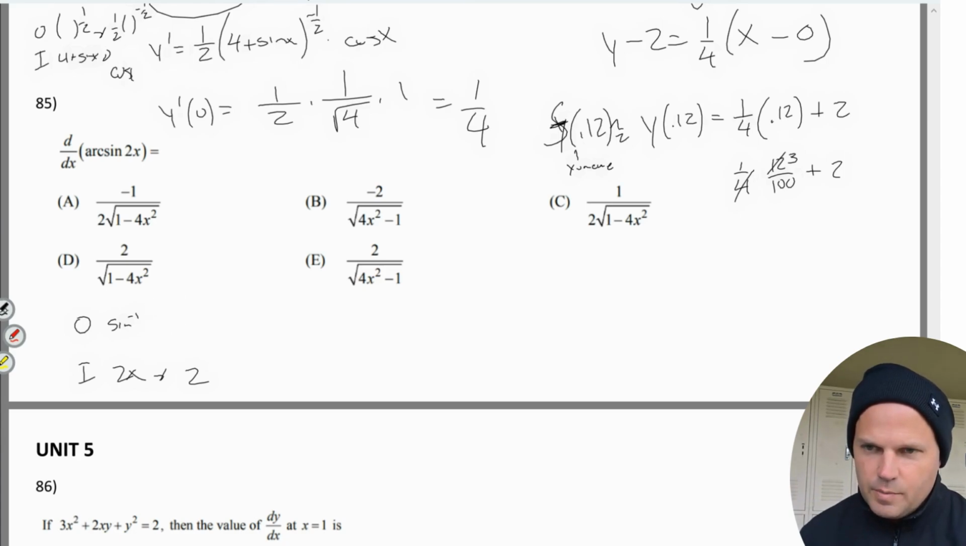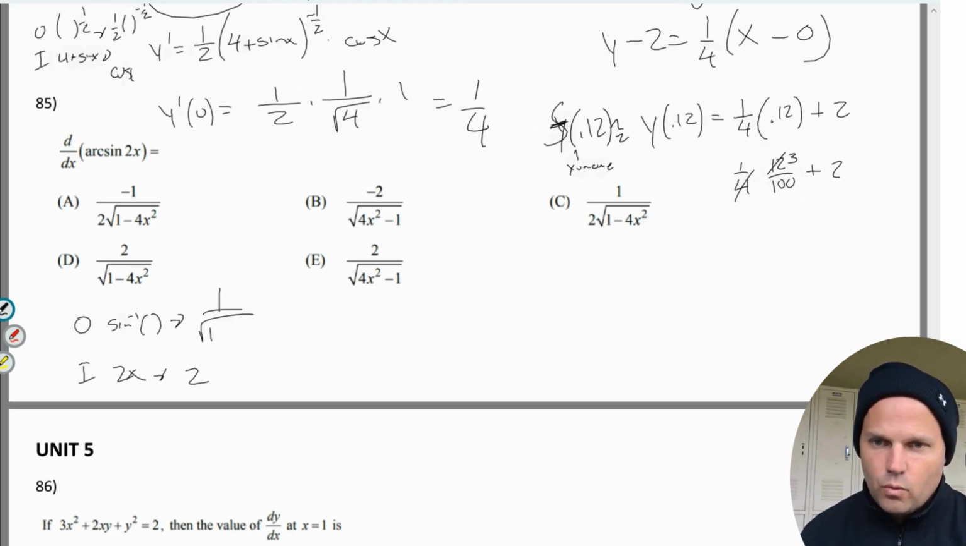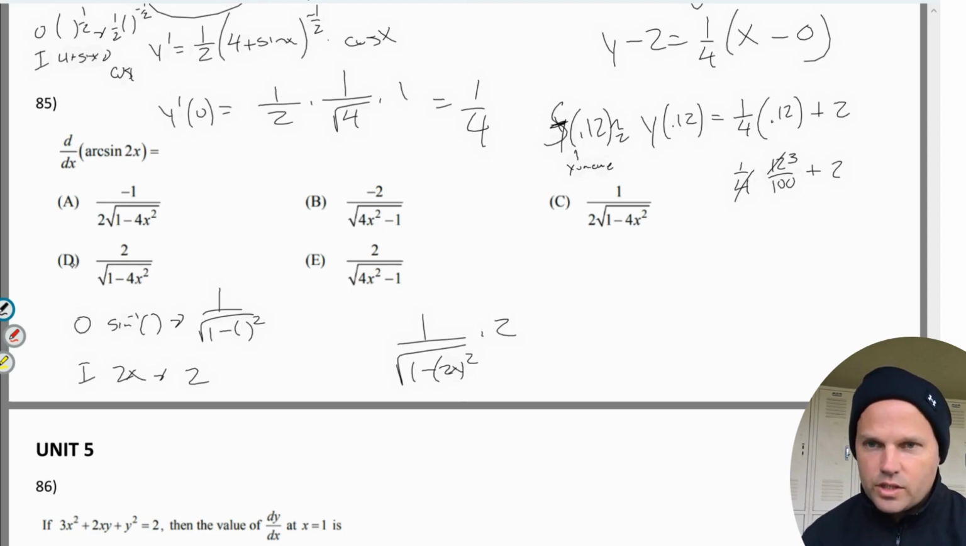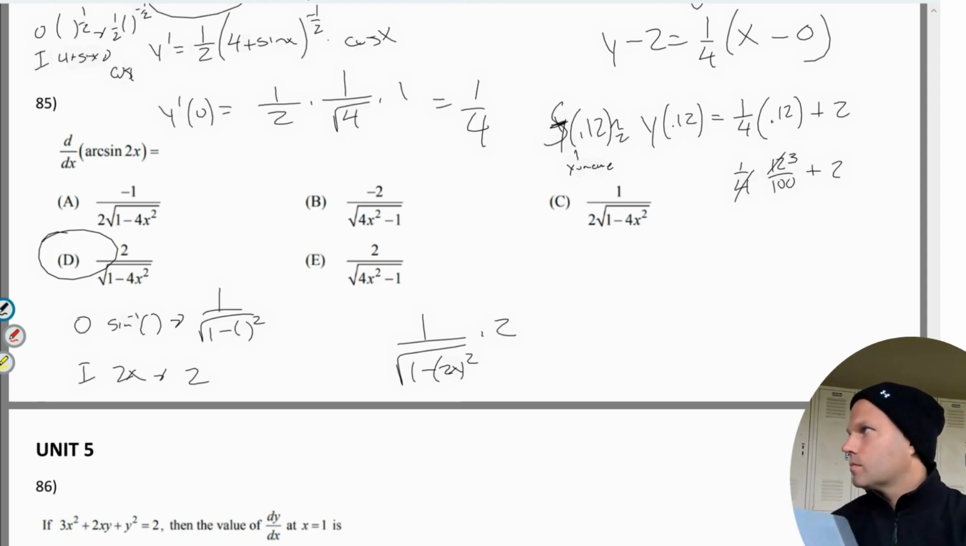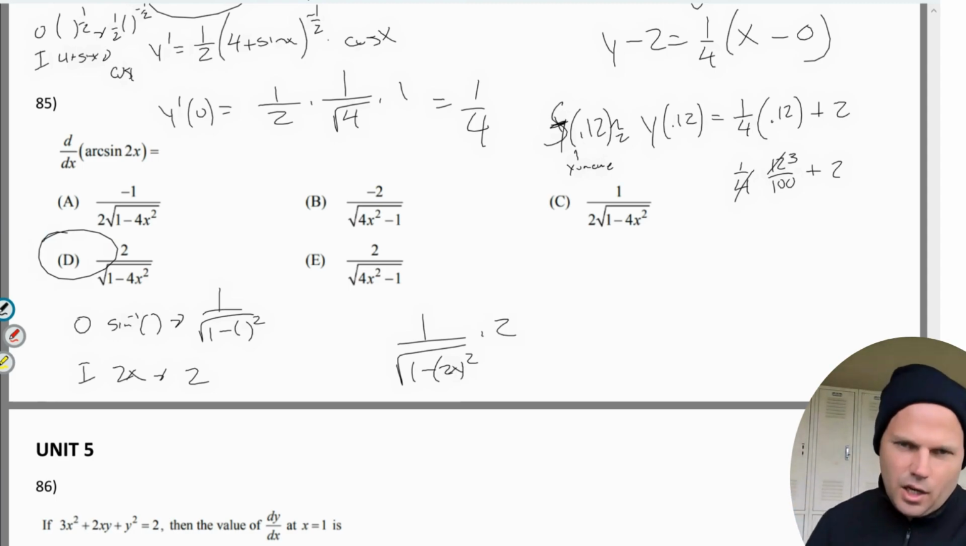It's like, let's not be sloppy here. It's sine inverse parentheses. It's 1 over root 1 minus parentheses squared. So it'd be 1 over root 1 minus 2x squared times 2. So that's 4x squared times 2. It's a positive. And that's unit 4. A decent sample of unit 4.